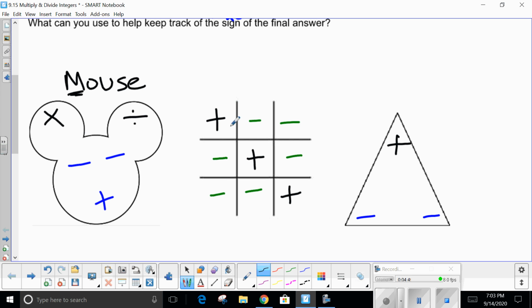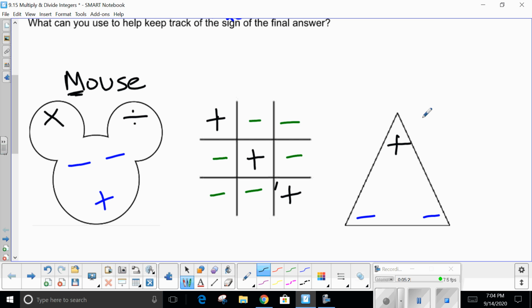Now for this one, same thing. A positive times a negative equals a negative. And we can do it across any column or any row, and it's going to give us the correct answer. We could say a negative times a positive gives me a negative, and I have to come straight across the row. What about coming straight down? I can say a positive times a negative equals a negative. So this is just another memory device for you to use, a tic-tac-toe board, whichever one you prefer.